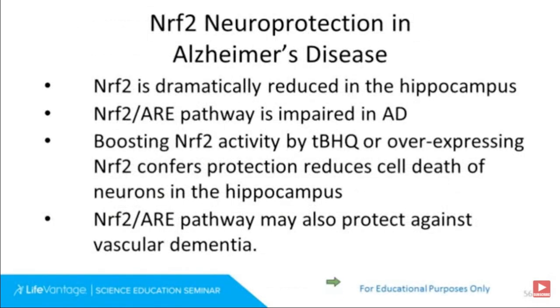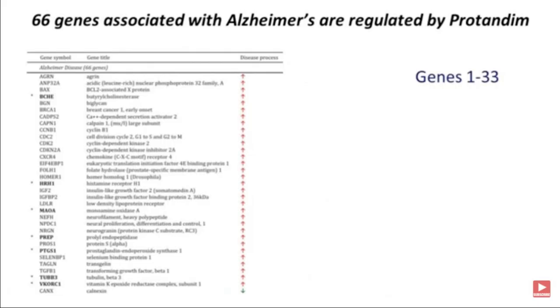In Alzheimer's disease, they have found decreased levels of Nrf2 in a certain part of the brain called the hippocampus in patients that have Alzheimer's disease. And they found that if you increase Nrf2 activity, you can reduce the cell death in that part of the brain. So there may be some benefit in Alzheimer's. We don't have any definitive studies in that area yet, but certainly that's an area of active research.